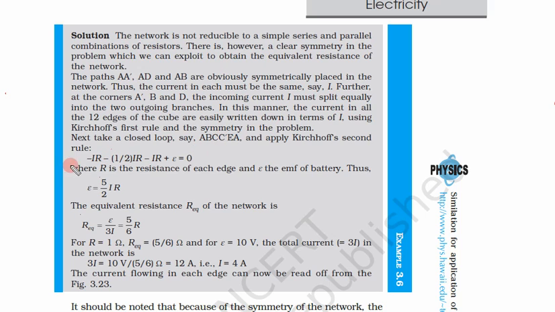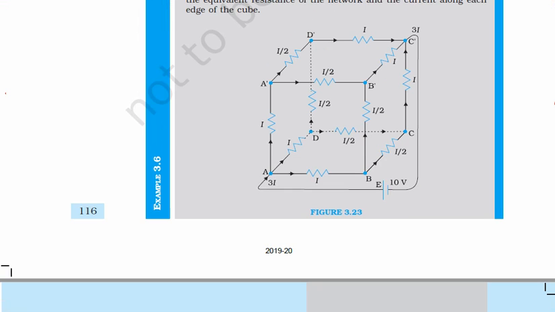So first, minus IR minus half IR minus IR plus epsilon is equal to 0. This epsilon is 10 volt, that you know. So let us see this thing in the figure. How do we get this? This was our closed loop. So I is entering into this and this was 1 ohm. So this was our closed loop like this, then this, then this, and then coming back.